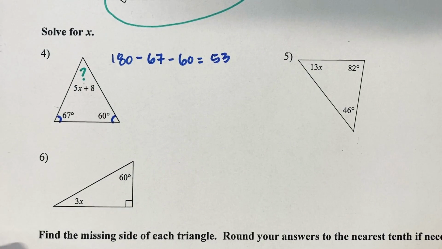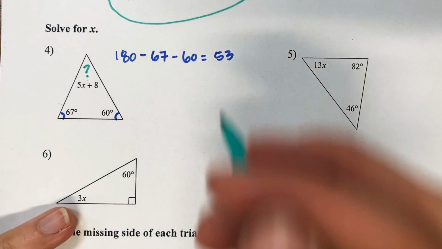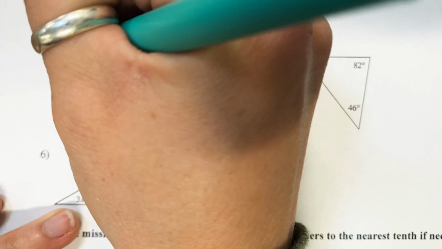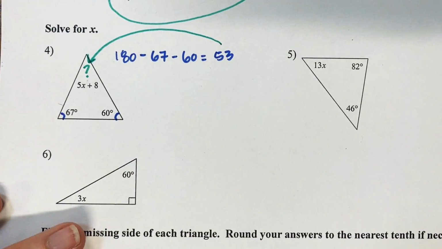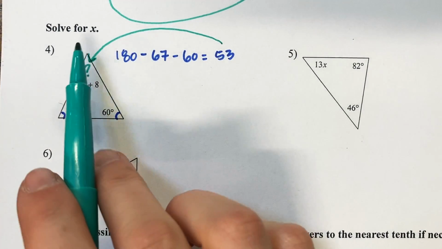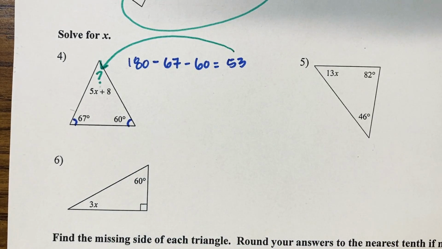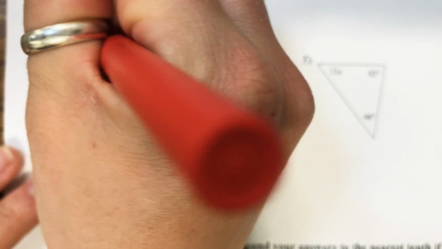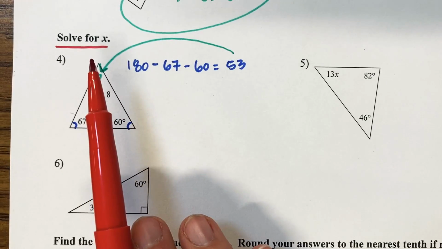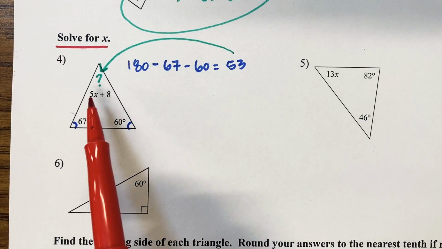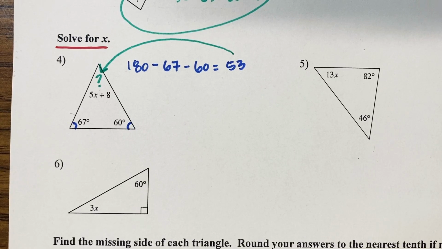Okay, so we know that that angle right there is 53. But that's not what it's asking for. Notice in our directions that it's not asking us to find the missing angle, it's asking us to solve for x. So we're trying to figure out what is x here.